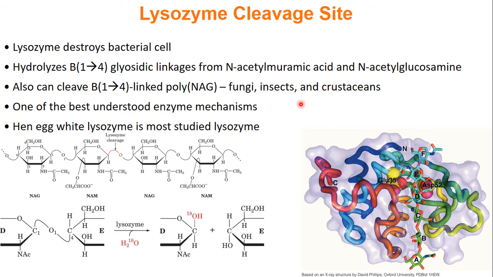Lysozyme is in our tears and basically any secretion that we have, and it's really one of the best understood enzyme mechanisms that we know of. That's why we're going to look at it, in terms of the hen egg white lysozyme, because this is one of the most studied lysozymes there are. So here's NAG-NAM. Here we are cutting it to form our break in our bacterial cell wall. Here's an image of lysozyme with our substrate of 6 sugars. Our important amino acids are GLU and ASP, as we will see.